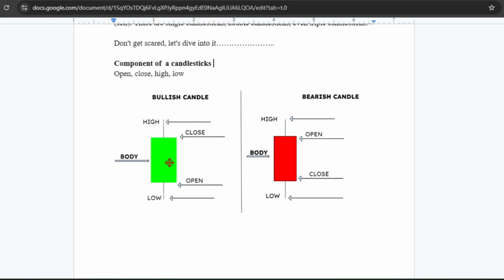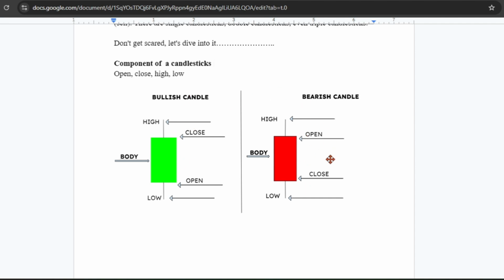Don't worry, I know this is kind of difficult at first. I'm going to explain it further for you in a way you are going to understand properly. I'm as well going to show you examples on the live charts so you can understand the candlestick.